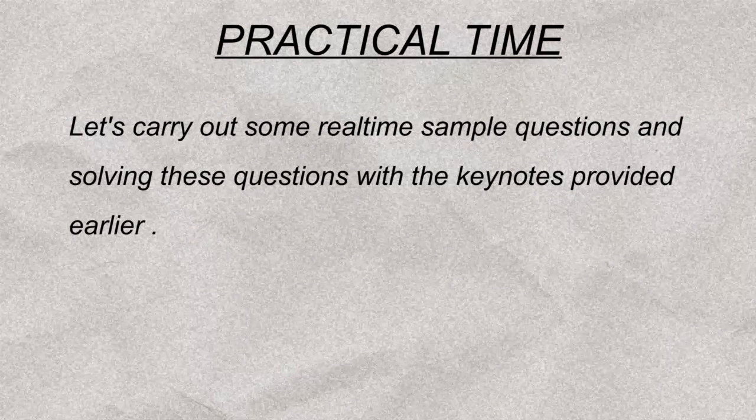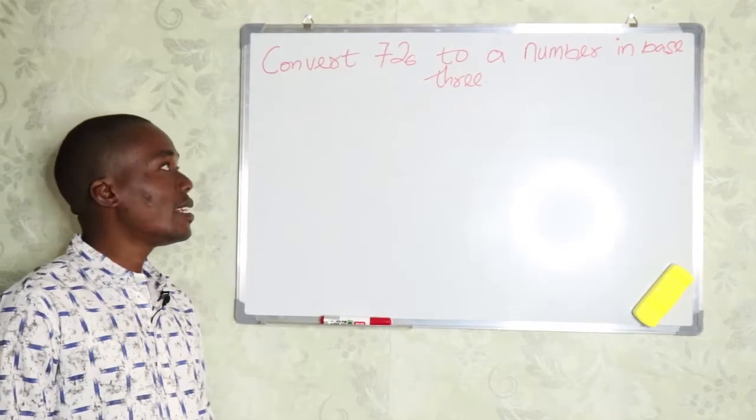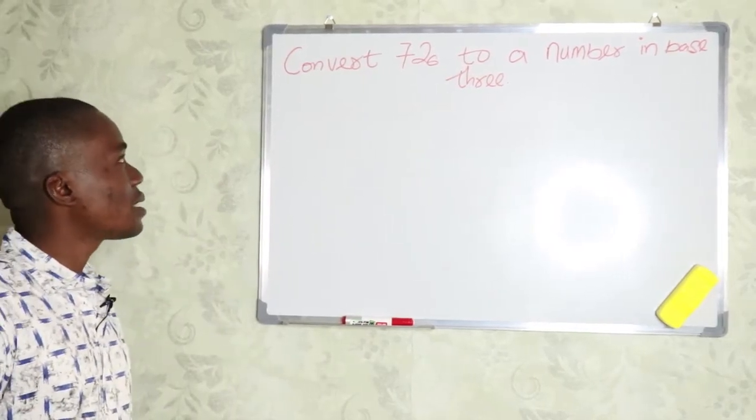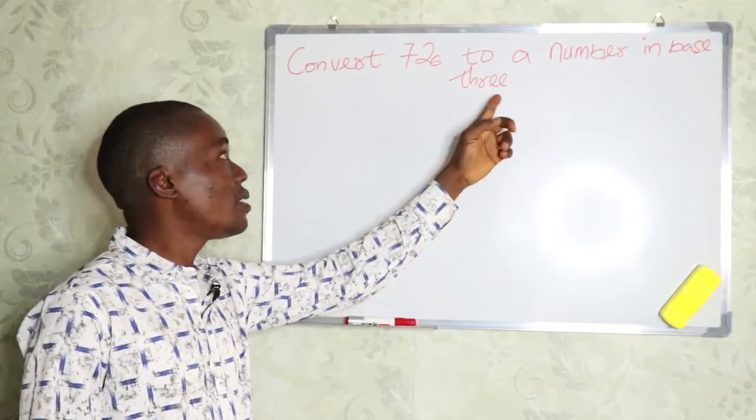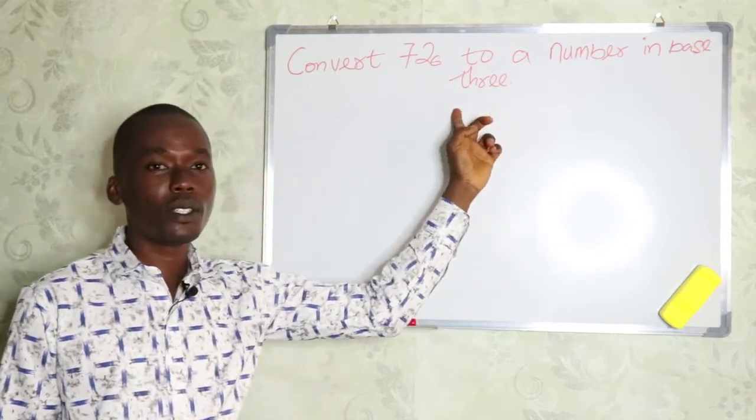Now, let's take time to carry out some real-time sample questions on these keynotes. As you work through these sample questions, I want you to analyze them using the various keynotes shown on the screen. Now let's go to sample 1. All right, let's look at the first practical sample question, and it says convert 72 base 6 to a number in base 3.